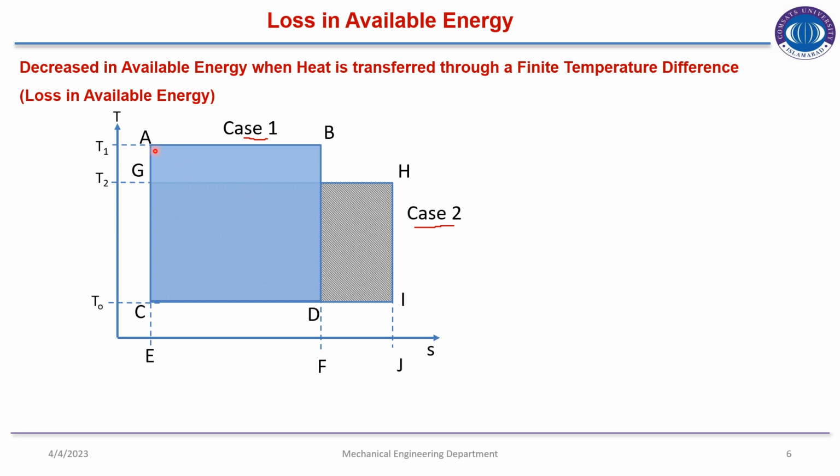So here you can note that the area ABCD represents the available energy for case 1, and the area GHCI represents the available energy for case 2. In the upcoming slide, we will also discuss, if you are given a TS diagram, how you can calculate the loss in the available energy, or calculate the available energy of any case. For case 1, you will have to calculate the area of rectangle ABCD, and for case 2, you will have to calculate the area of rectangle GHCI to calculate the available energy.